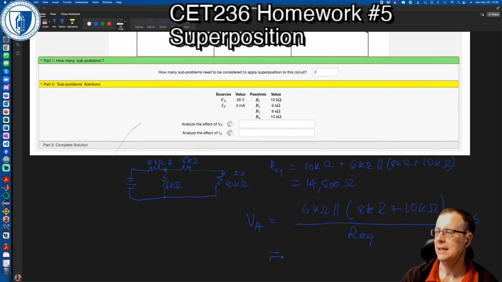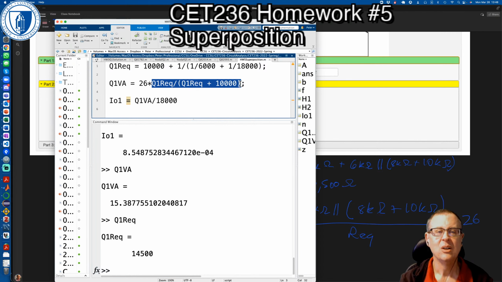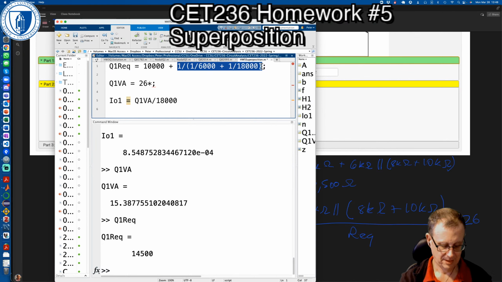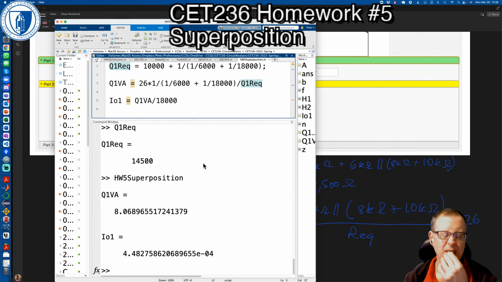So let's do that in MATLAB, and then we should get the right answer. So where's MATLAB? There we go. So we don't want that, we want this piece of it, right? So we want that divided by Q1 REQ, and that should give us something more sensible. And let's just run that and see what it gives us. Yeah, that's more like it.